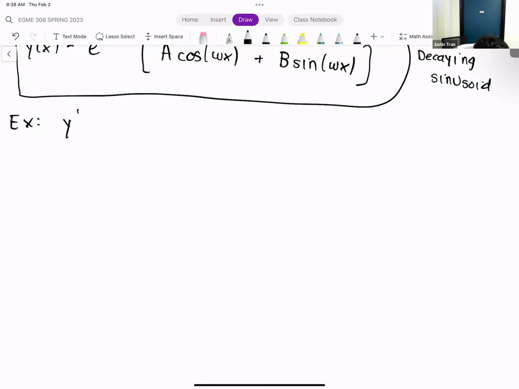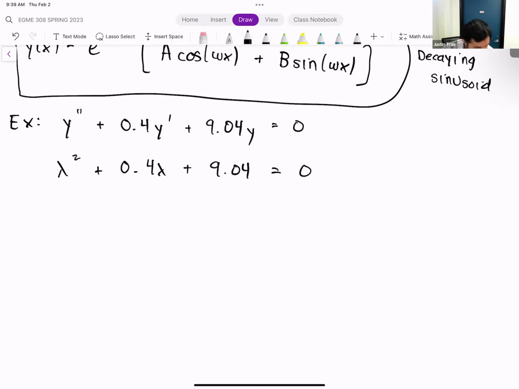We have the equation y double prime plus 0.4 y prime plus 9.04 y equals 0. We have some decimals here, and this is probably more common if you were to use this for a mass spring damper, which is probably what we'll start talking about on Tuesday. The first thing we're going to do is our characteristic equation. So we have lambda squared plus 0.4 lambda plus 9.04 equals 0.